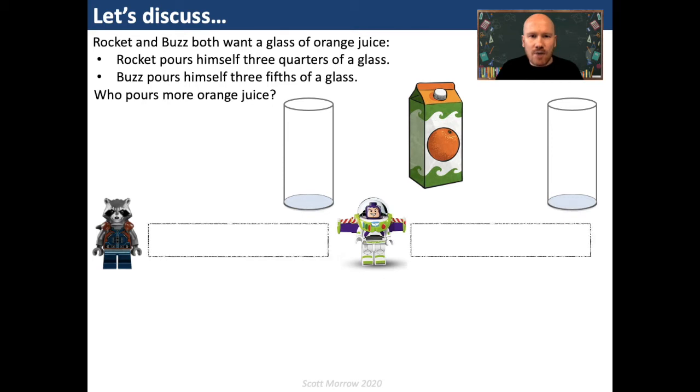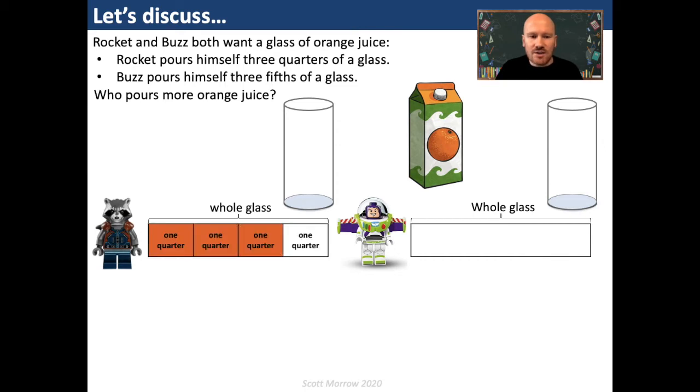Again, let's draw bars to represent the whole amount. And in this case, the whole amount would be the whole glass. Now, Rocket doesn't fill the glass, he pours 3/4 of the glass. So let's split that bar into 4 equal parts. We've made quarters. 3 of those quarters is filled with juice, so we've got 1/4 left over.